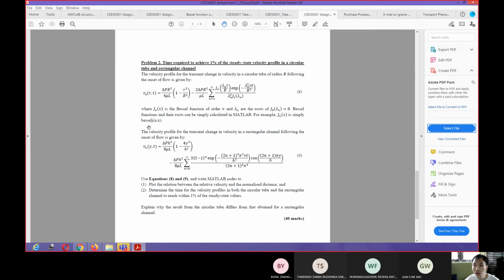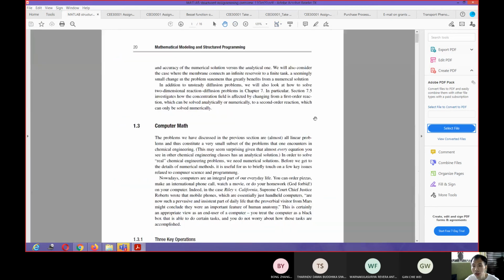You can find these roots by using a MATLAB command, or if you prefer to use another method such as Excel or another program, you can also find a way to solve these things. Okay, and then I have already given you some additional notes here.